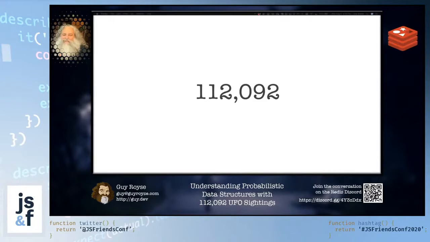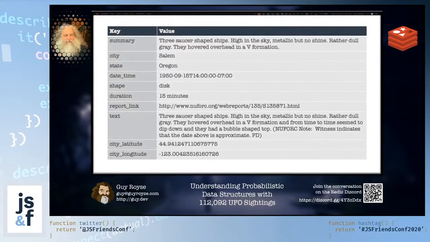And the data, if we dig into it, is nothing particularly brilliant. It's tabular, rows and columns kind of data that we would see in any relational database, for example. It's got the summary of the UFO sighting, a couple of sentences describing it. In this case, three saucer-shaped ships. It's like she sells seashells by the seashore, isn't it? High in the sky, metallic but no shine. Rather dull gray. They hovered overhead in a V formation. It includes the city and state, Salem and Oregon, for this particular sighting.